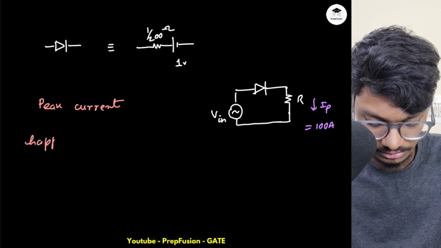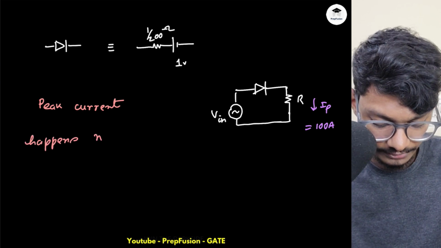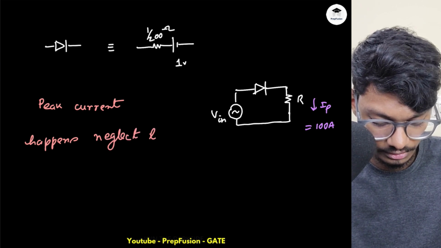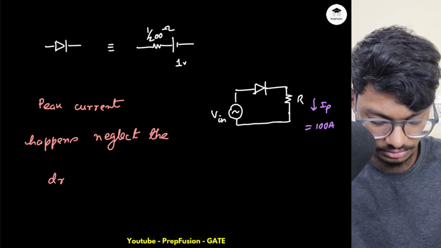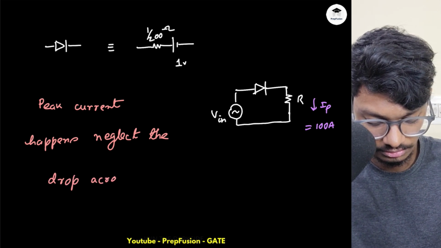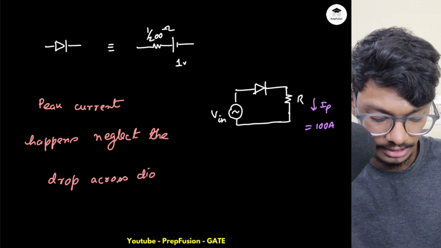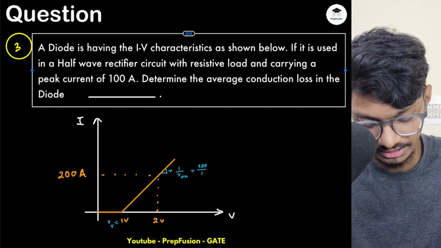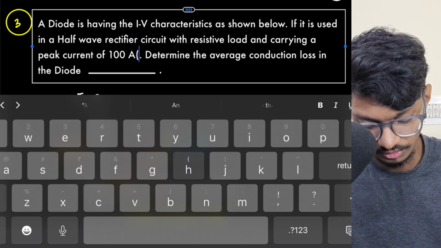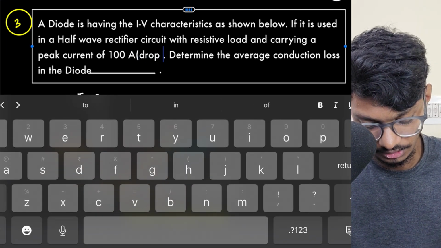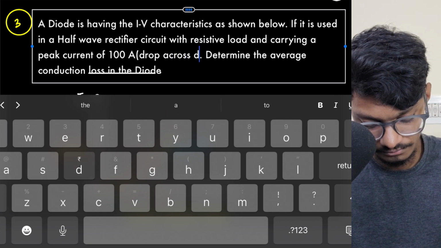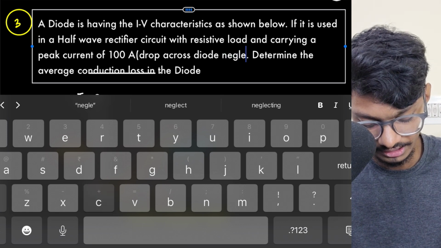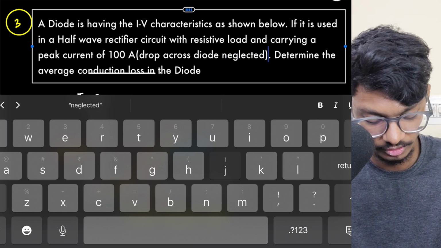when peak current happens, we neglect the drop across the diode. The peak current will be very high, so we neglect the drop across the diode. I should also mention in brackets here: drop across diode neglected, because the peak current will be so high that we can neglect it, for that particular reason only.